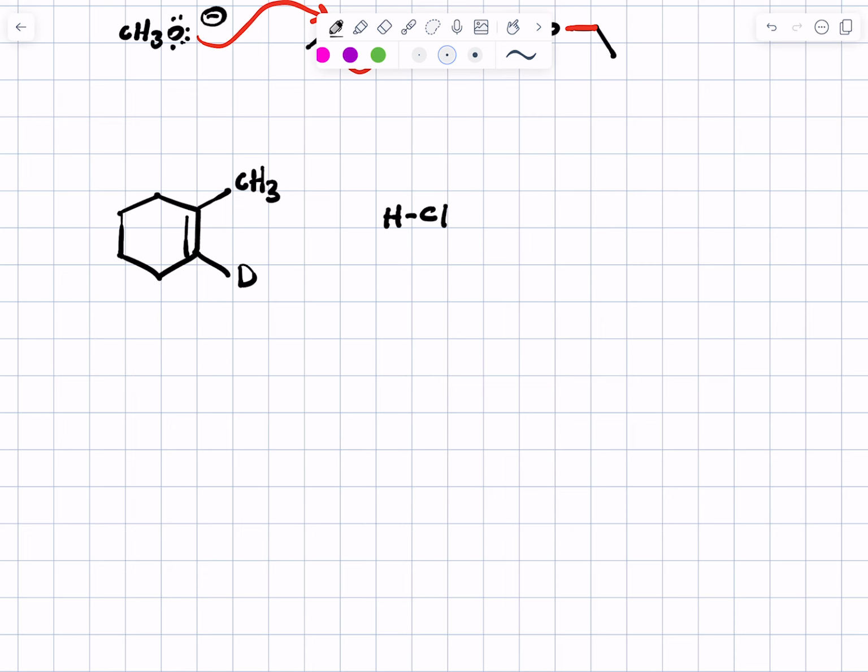All right? Now, let's predict, HOMO attacks LUMO. The alkene here is going to be your Lewis base or your nucleophile.